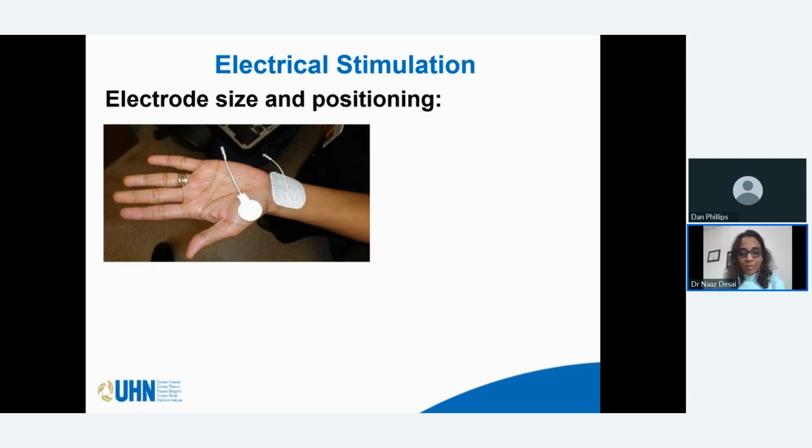So we need the electrode smaller. If I had to put a bigger electrode on there, then I would lose the specificity of contraction, of stimulating the muscle.